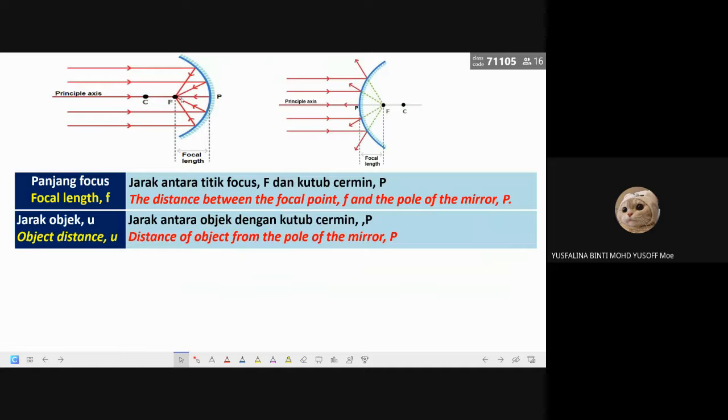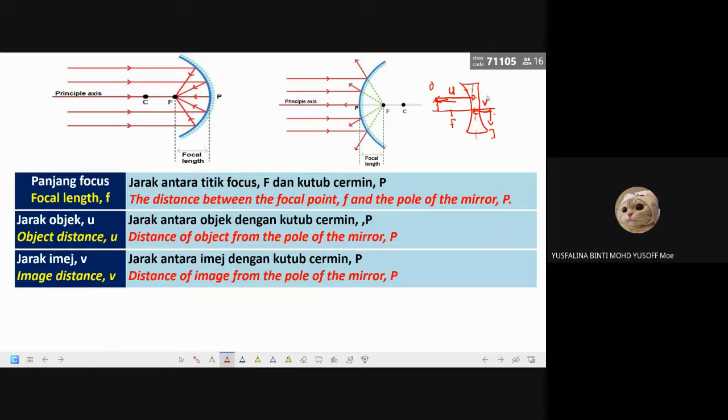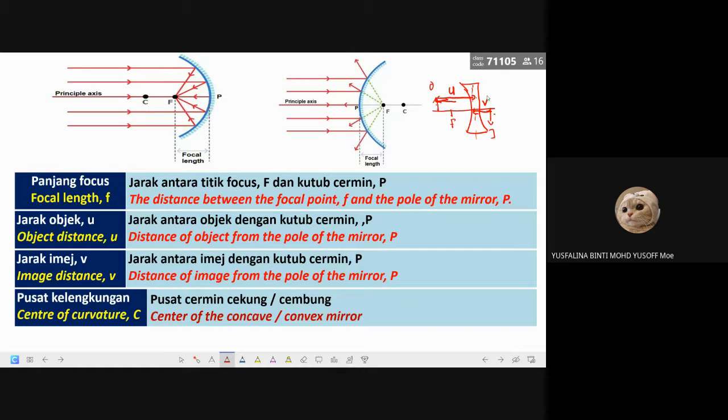And the object distance, the distance from the object to the pole of the mirror. So let's say if I have a concave mirror, this is my F, and this is my object. Then maybe the image is here. From the pole of the mirror to the object is U, and from the pole to the image is V. So this is the object distance, and this is the image distance. And C is the center of the concave or convex mirror.